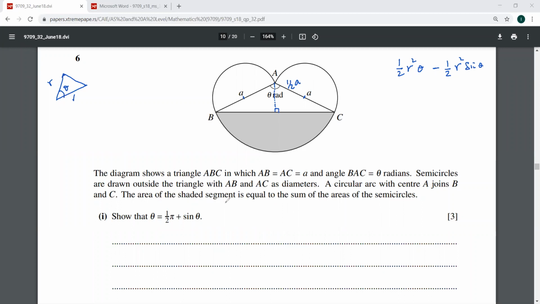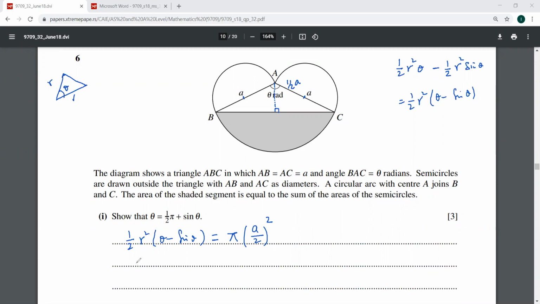So the area of the shaded segment, let me write it, I'm going to take half r square common from here. This is theta minus sine theta. So this is half r square into theta minus sine theta. That is equal to the sum of the areas of the semicircles. So that means it becomes a whole circle, that is going to be pi r square. And we know that its radius is going to be a by 2.